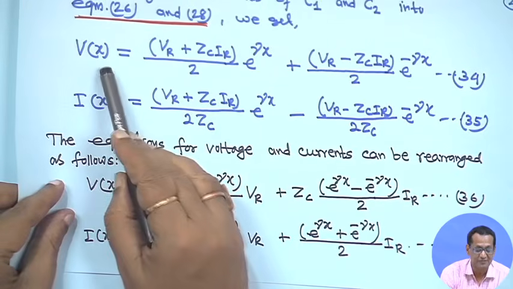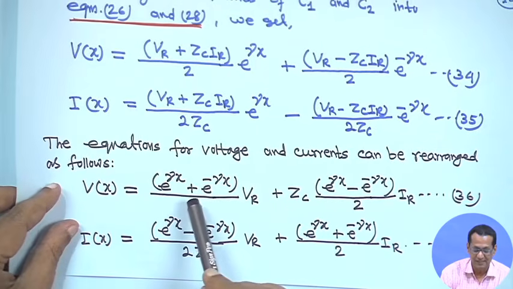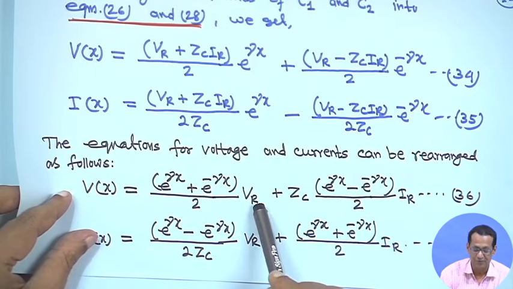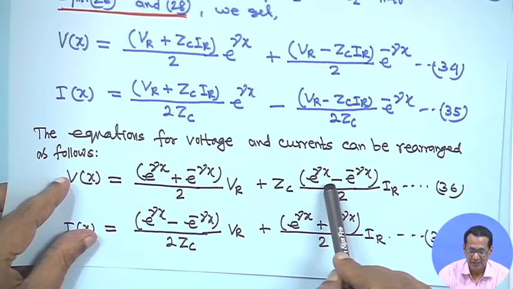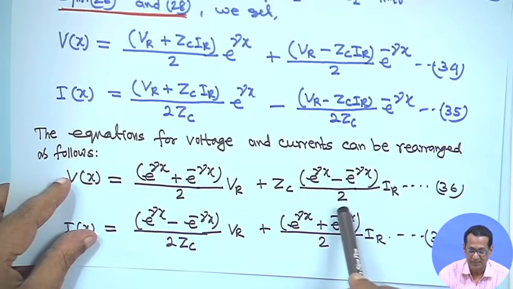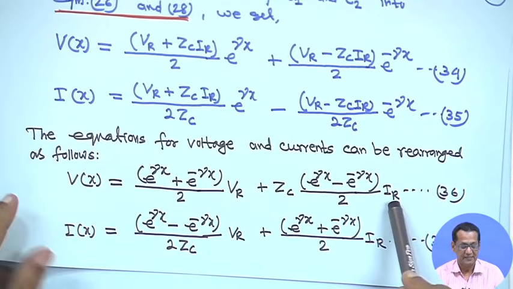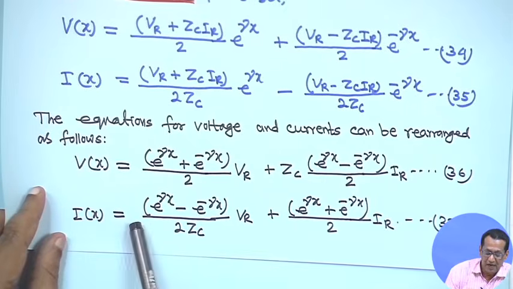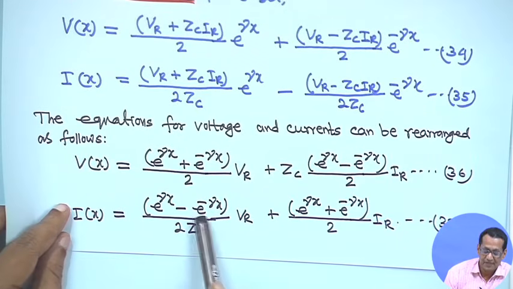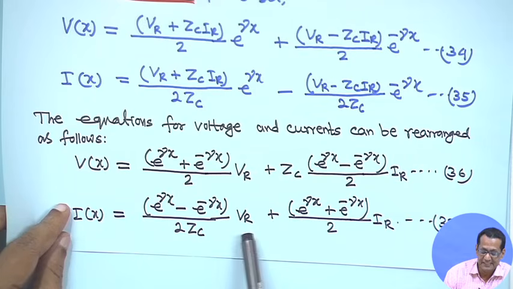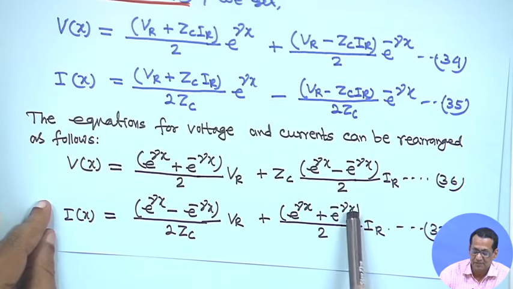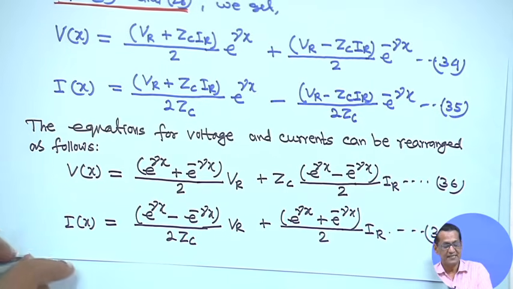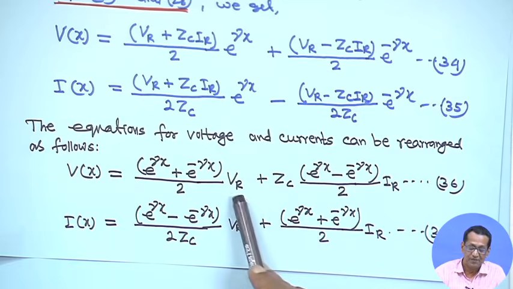First, you rearrange the equation of V x. So, V x can be made like this: e to the power gamma x plus e to the power minus gamma x by 2 into V r, plus Z c into e to the power gamma x minus e to the power minus gamma x by 2 into I r. Similarly, I x can also be rearranged. If you do so, I x is equal to e to the power gamma x minus e to the power minus gamma x by 2 Z c into V r, plus e to the power gamma x plus e to the power minus gamma x by 2 into I r. This is equation 37.